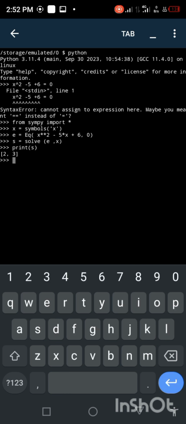Wow, the answer is 2, 3. So that's the answer for this quadratic equation: x raised to power 2 minus 5x plus 6. Alright.